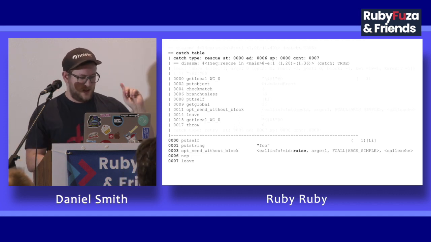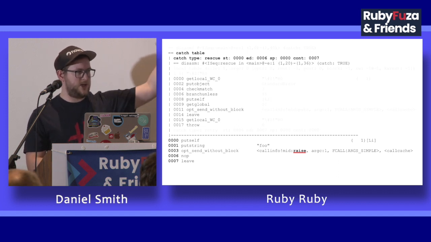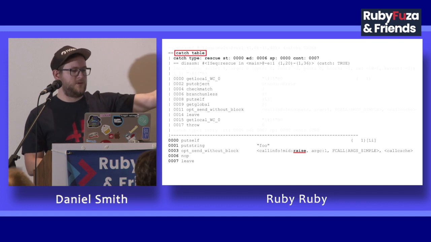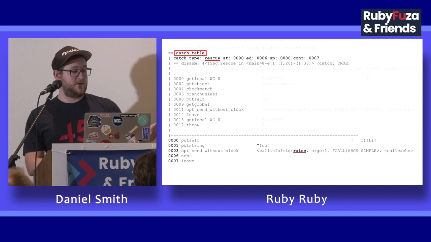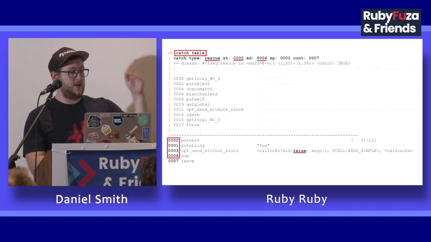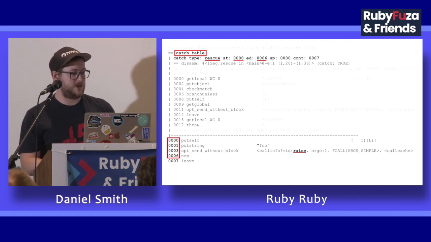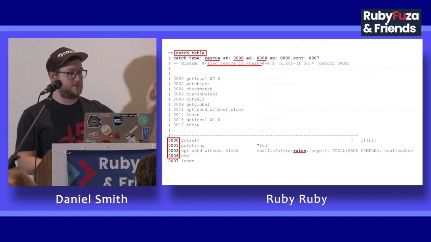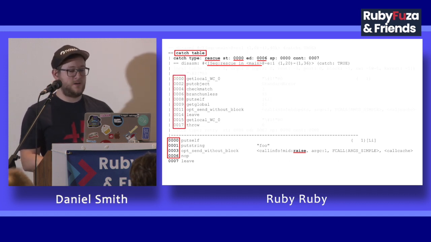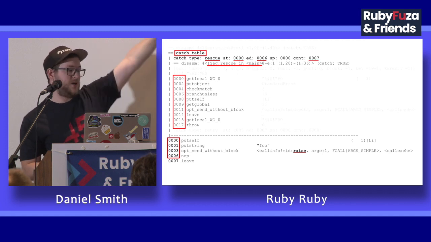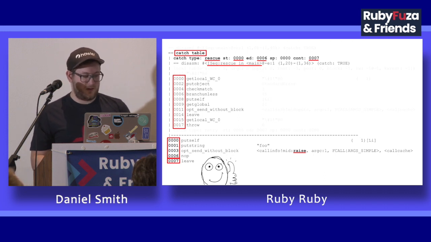Right, let's go through this. We're interested in this raise. When a raise happens, it's going to look at the current iseq's catch table, and look for a catch type of rescue. Not just any catch type of rescue, it's going to make sure that it is within the line numbers that the raise happened at. So we got a match, then that's going to find another iseq, which is the actual rescue block, which is this bunch of code here, and it's going to run that, and when it's done, it's going to carry on from the continue line, which is this guy.